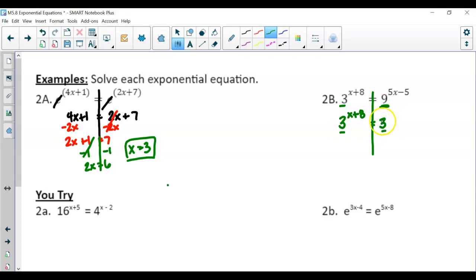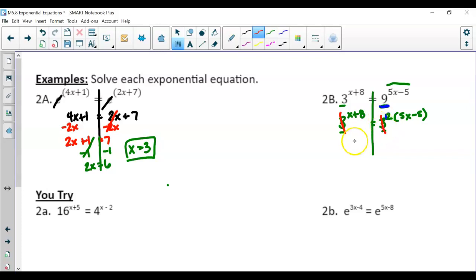So 3 to the what power is going to give you 9? Well, 3 to the second power, right? But then remember, you had your exponent here. So we're going to bring that down. 5x minus 5. So this is rewritten as 3 to the second power, then times that 5x minus 5. So now notice the bases now are the same.